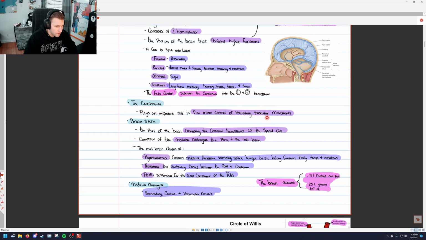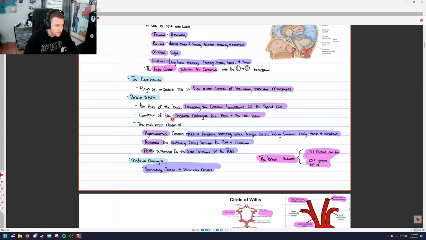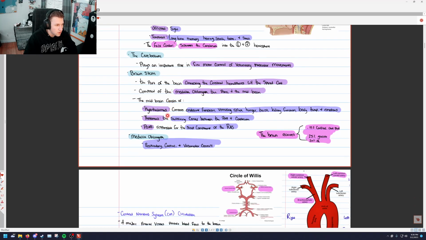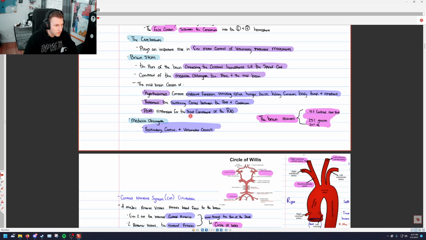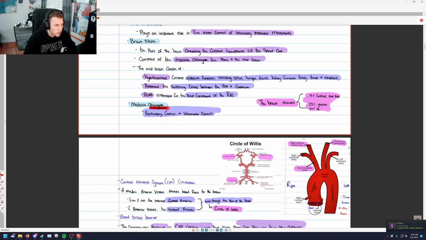Cerebellum, which is going to be our fine motor control. Brainstem, comprised of medulla, pons, midbrain. We also have our hypothalamus, which is going to be our heat regulation center, most importantly, but it does have some other functions. Our thalamus, which is going to be our relay center between the pons and cerebrum, and our pons, which is our sleep component of our reticular activating system. Medulla oblongata, live long: respiratory and cardiac cycle, vasomotor centers.